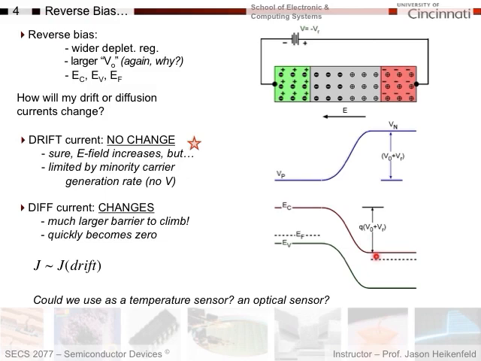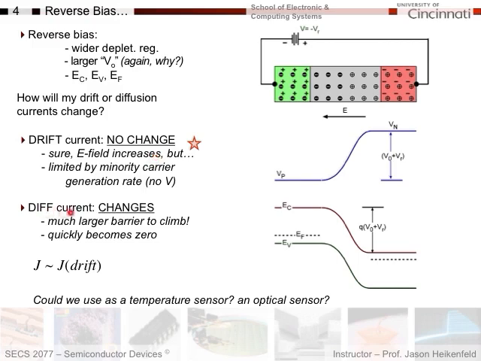Well, for the drift current, again, there's no change. Even though the energy barrier is greater and the electric field here is stronger, it's the same story. Electrons thermally generated, it finds its way to the edge, it goes across. And so the amount of electrons getting from here to here doesn't change. Same thing, electron thermally generated here, you get a thermally generated hole. If it's within a diffusion length of the edge of the depletion region, it can fall across to the other side. So again, there's no change in the drift current.